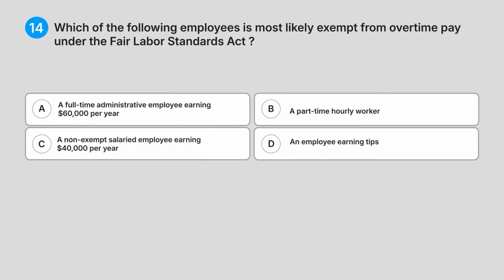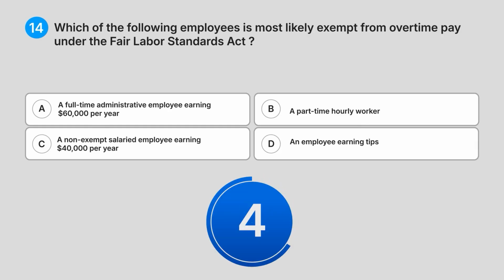14. Which of the following employees is most likely exempt from overtime pay under the Fair Labor Standards Act? A, a full-time administrative employee earning USD 60,000 per year. B, a part-time hourly worker. C, a non-exempt salaried employee earning USD 40,000 per year. D, an employee earning tips. Do you know the answer?